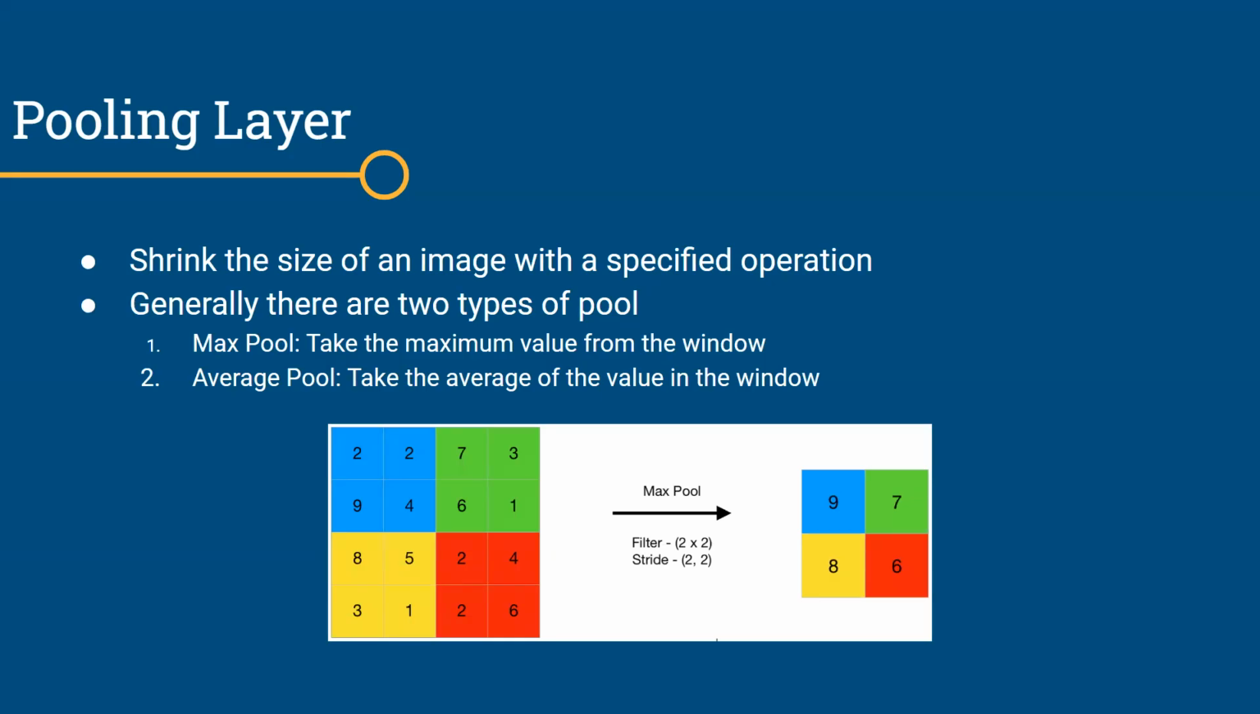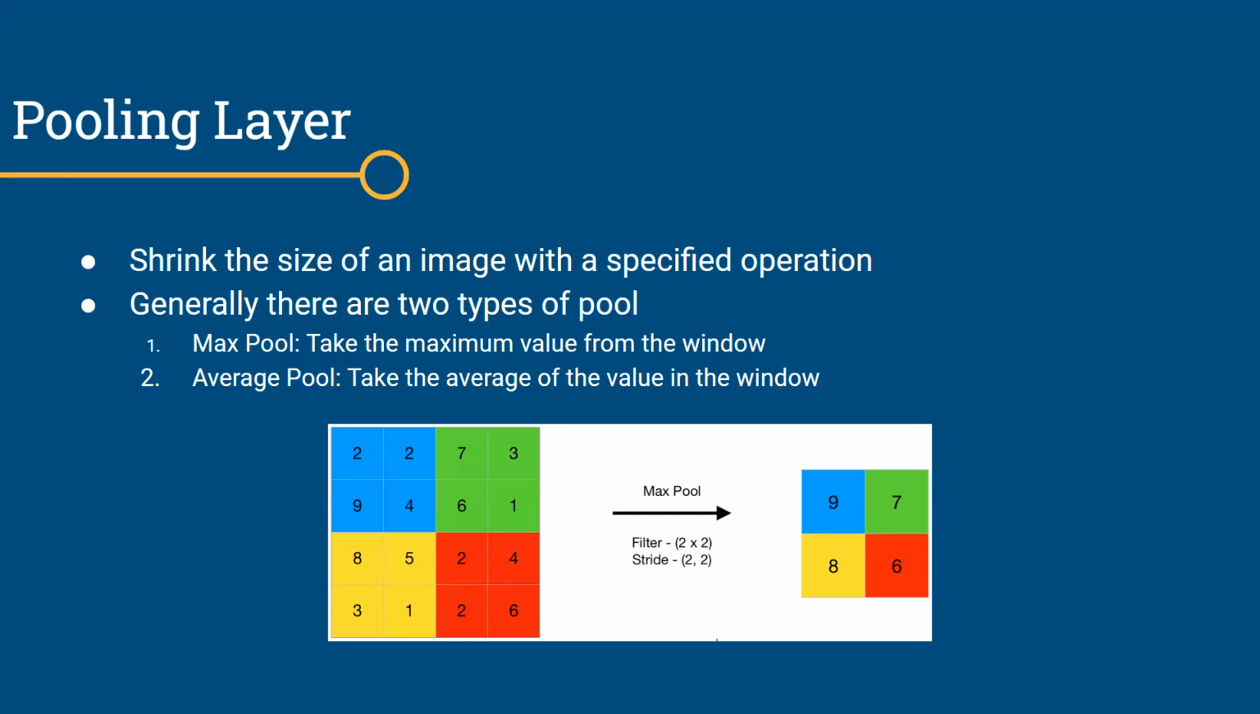So for a max pool, if you guys couldn't tell from the name, we're going to take the maximum value from within each filter. In this case, 2, 2, 9, and 4, 9 is the greatest. 7, 3, 6, 1, 7 is the greatest. 8, 5, 3, 1, 8, and then 2, 4, 2, 6, we're going to take 6. And the max pool is going to give us the maximum value.